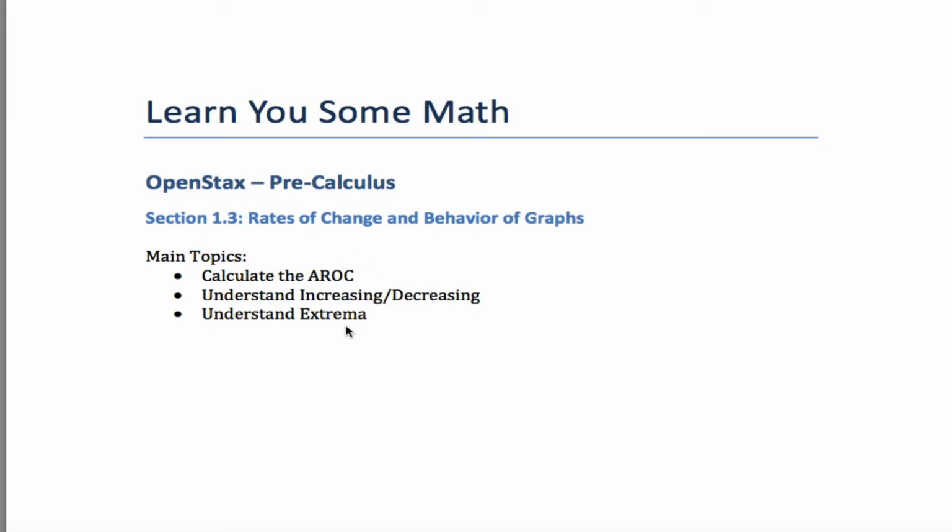1.3 summary from the pre-calculus book in OpenStax. In this section, there's a couple of topics, but the main topic is this idea of rate of change, really the average rate of change.